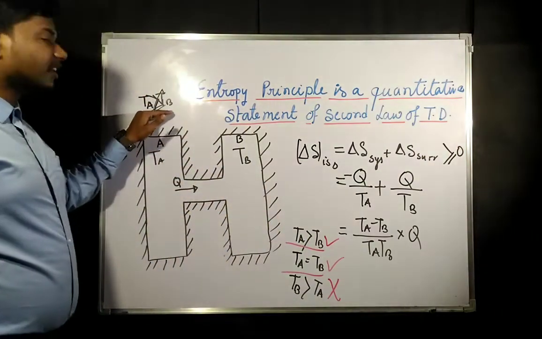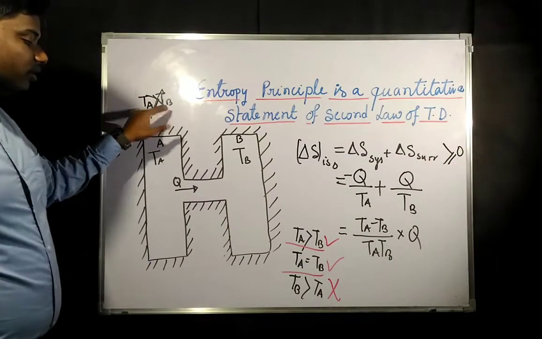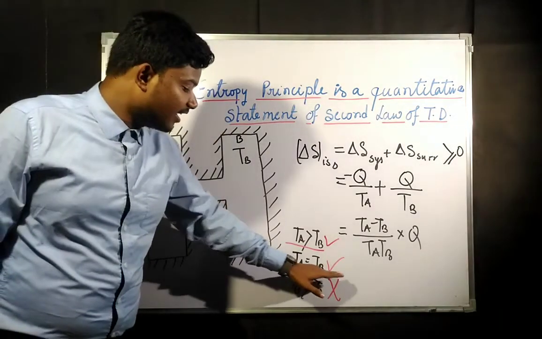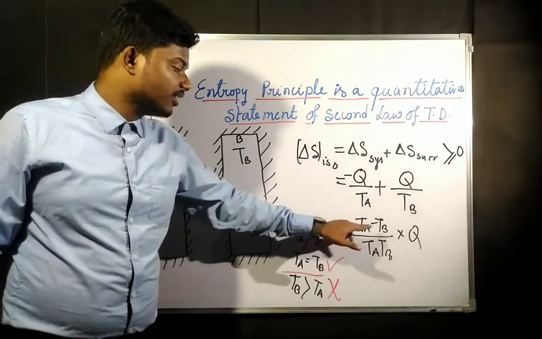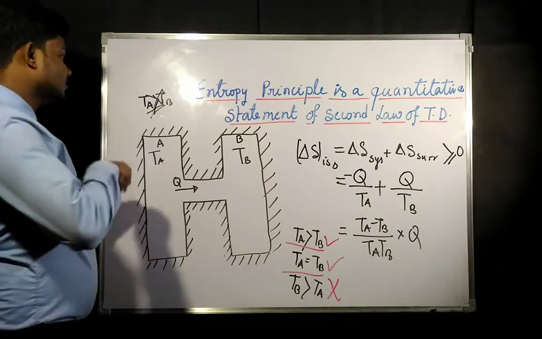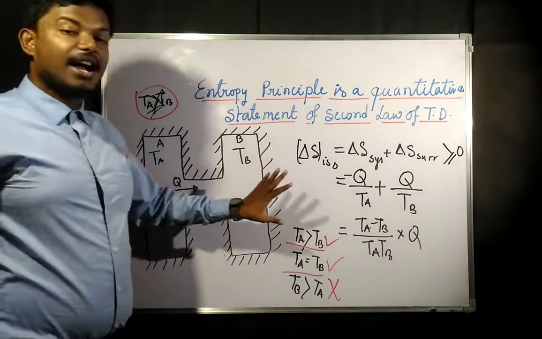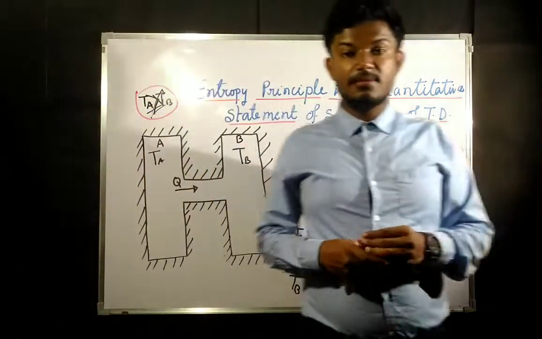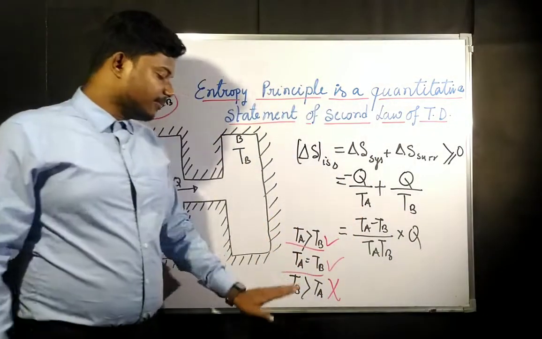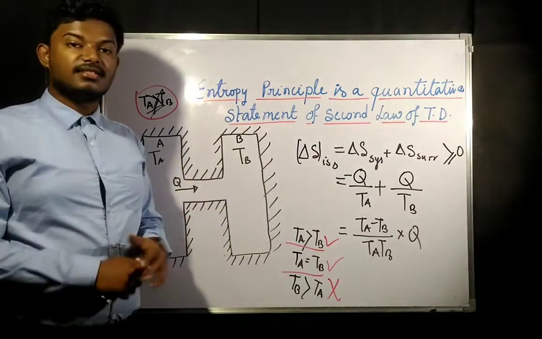Now we have cancelled out the assumption that Ta is greater than Tb, so that we can find out a result for these cases also. Now we have seen how the entropy principle can tell us about the feasibility of a system, and accordingly we can proceed to our problems by using these concepts.